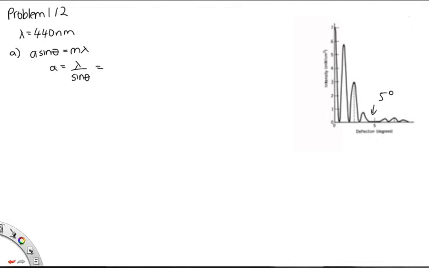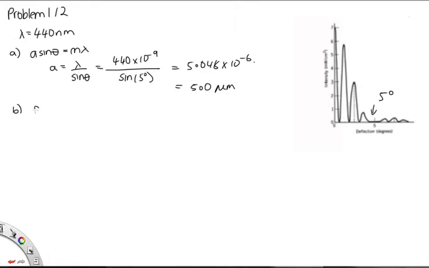So we've got that the slit width is equal to 440 times 10 to the minus 9 over sine of 5 degrees. So solving that on the calculator, making sure that the calculator is in degrees, you end up with 5.048 times 10 to the minus 6. So this is equal to 5.0 micrometers as the slit width. Now part B asks us what's the slit separation.